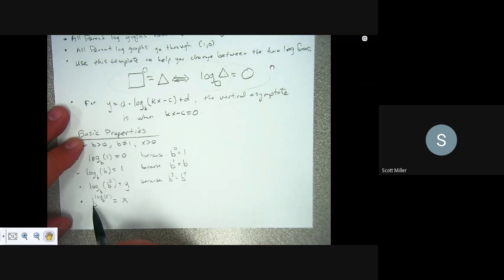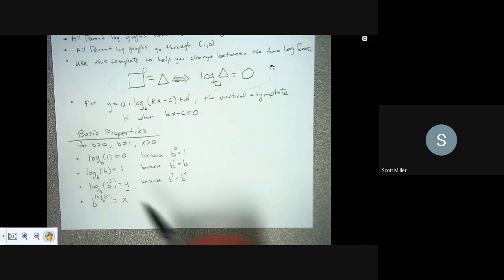Because base b to a power, and that power has log base b in it, these two operations offset each other, and you're left with just the argument x. These are basic properties we use to help us solve equations, to simplify equations, and things like that. So we want to know these properties.